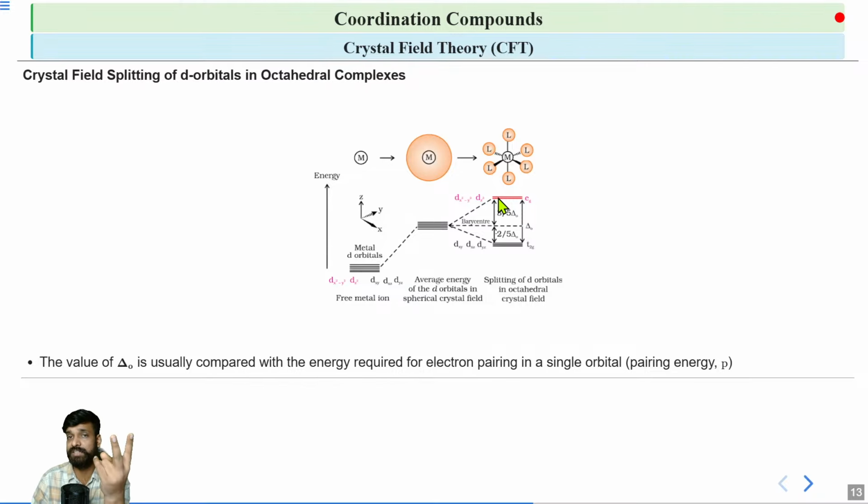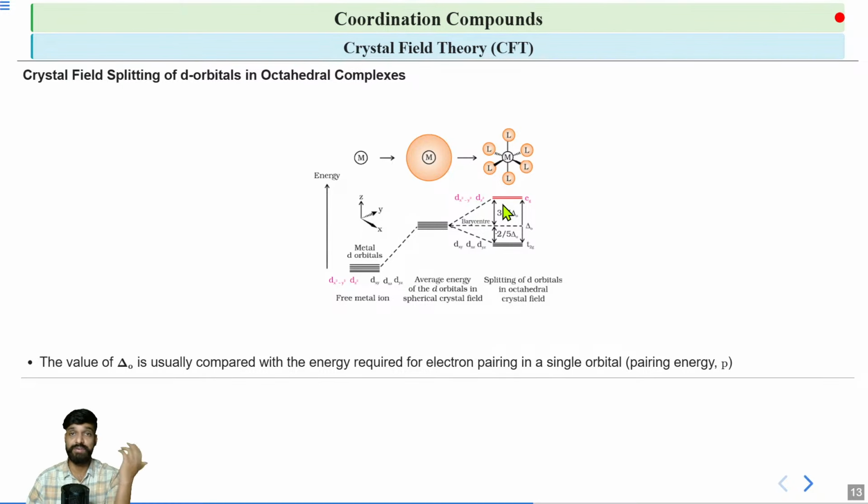Okay, so there are 2 energies which you have to compare. The first one is the pairing energy, meaning the energy required to pair up 2 electrons, and the second type of energy is to go into this higher orbital, which is represented as delta O. So if you have to bring electrons from here to here, you have to supply delta O energy. Now if delta O energy is less as compared to the pairing energy, then in that case your electron will go into the upper orbitals rather than getting paired up. And if the pairing energy is less, in that case the electron will get paired up rather than going into the higher energy.